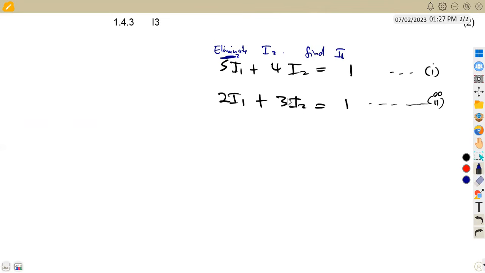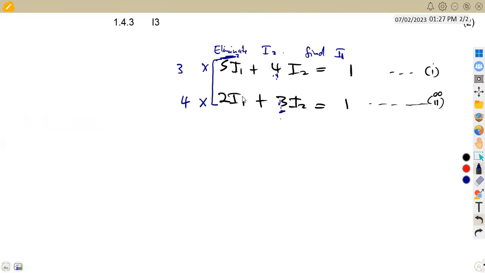So how can I remove I2? I just interchange these values. On top we are going to multiply everything by 3, and down we are going to multiply by 4, each and every term.